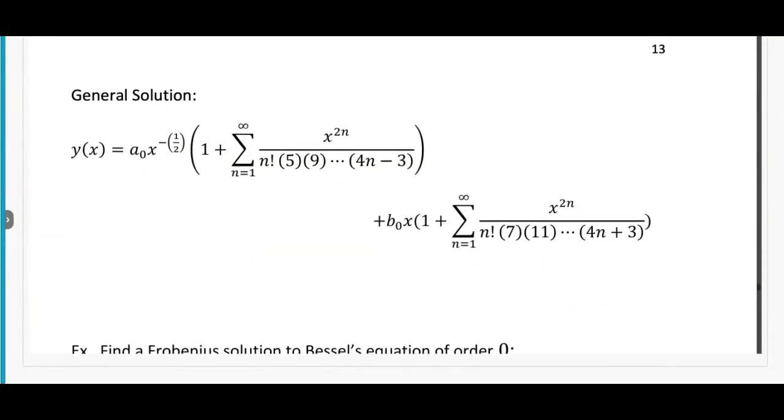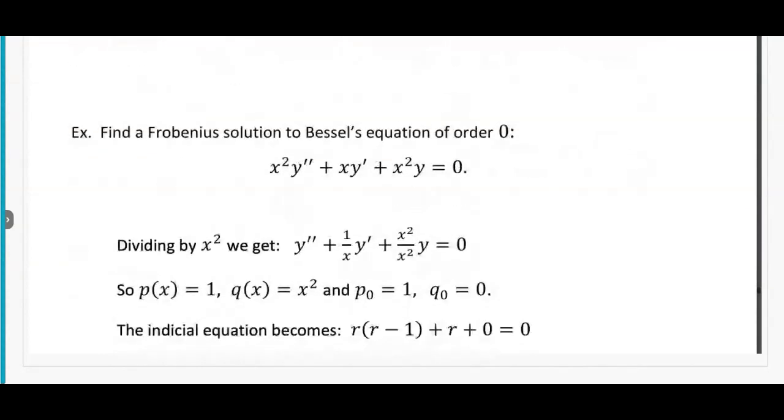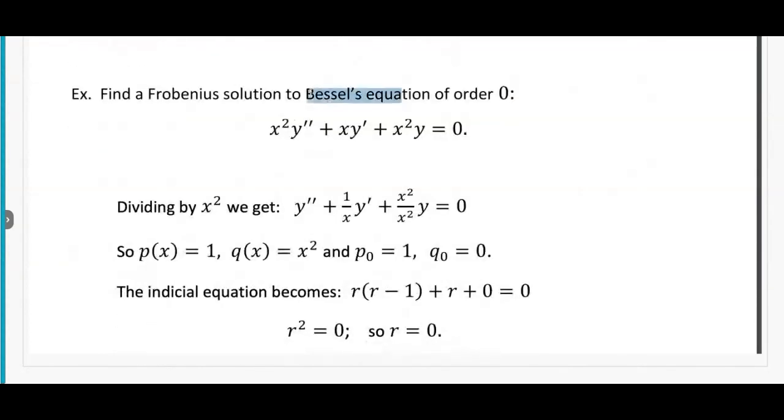Okay, let's see another example. So back to Bessel's equation. All right, we want to use Frobenius method. Of course, dividing by x squared, we get this. So this is our capital P, capital Q with just 1. Then multiply x with this P. So the lower P is just 1. Lower Q, just x squared.